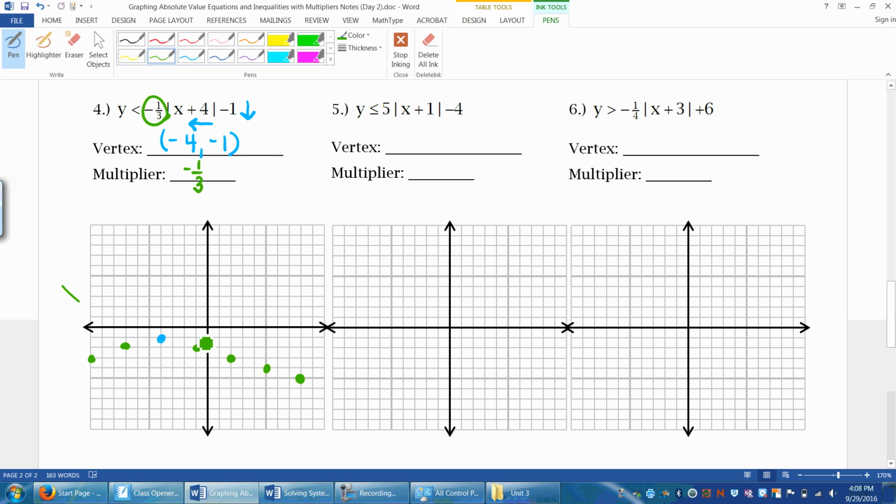Before I connect this, I'm going to look at the inequality symbol. It does not have an equal to symbol, so this one is dashed. And then I go look at the inequality symbol and I see a less than. So from the vertex, less than means everything below. And that tells me to shade the inside or the underneath part of the graph.